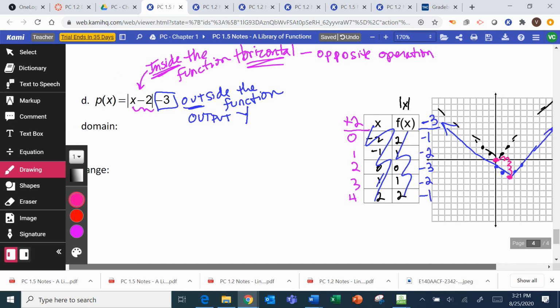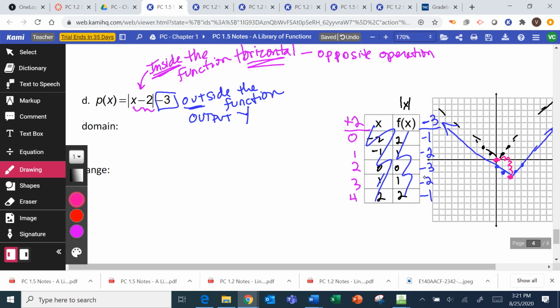So the domain first is all the x's, so from left to right, this is all real numbers. The range, we're talking about down to up, so the lowest point that this absolute value goes is -3. So y is greater than or equal to -3.